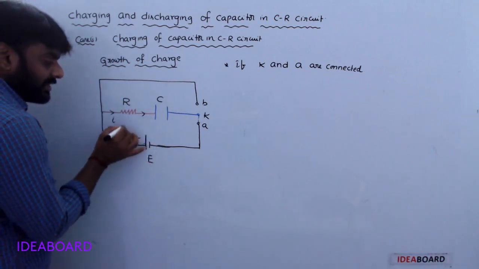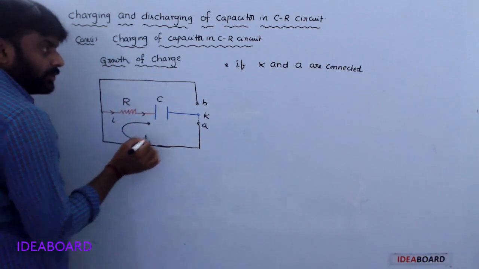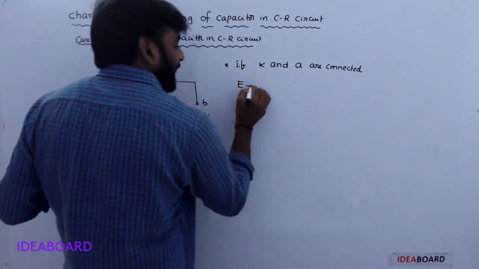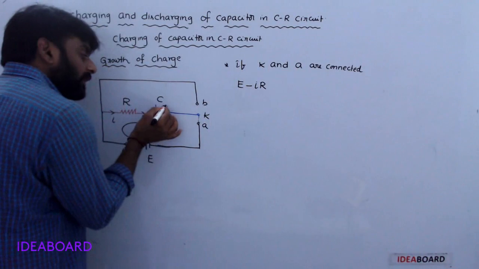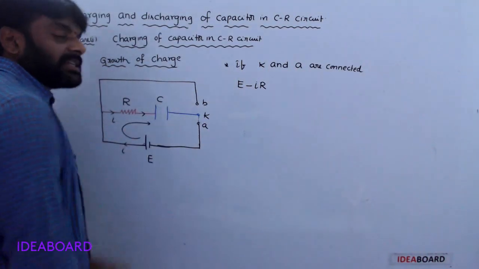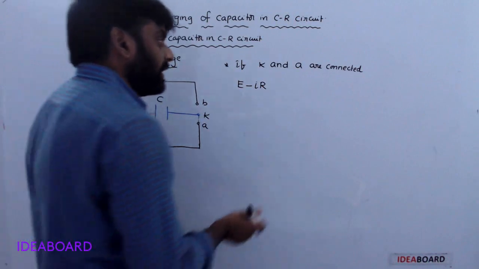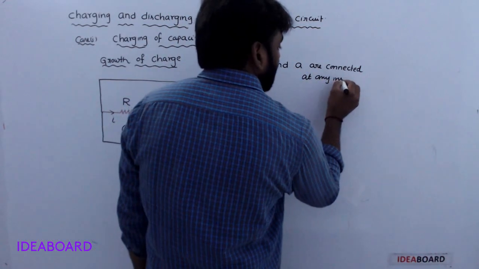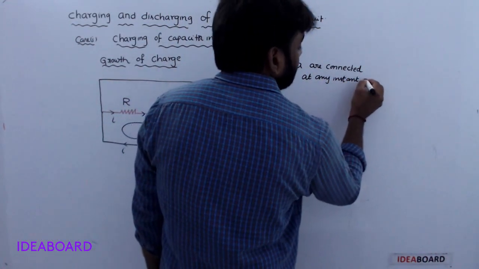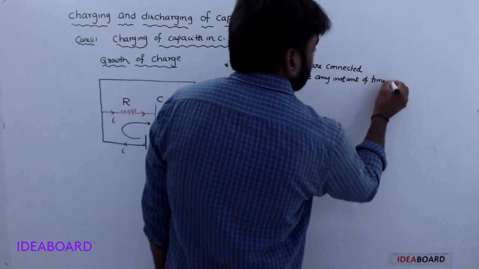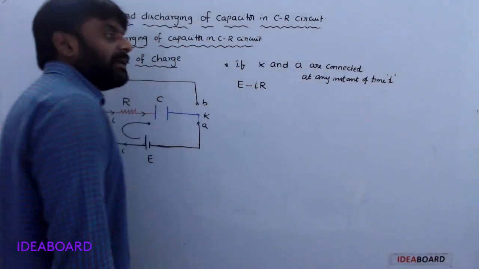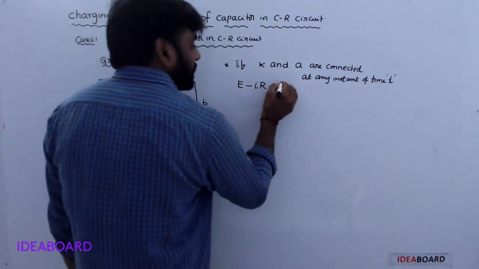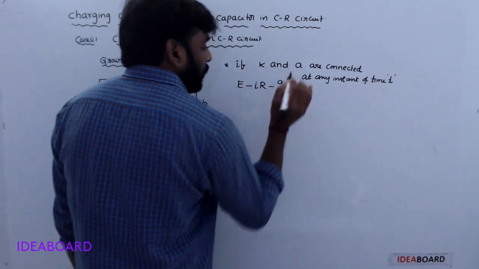Apply Kirchhoff's laws. From negative to positive, plus E. Along the current direction, minus IR. Potential drop in the capacitor at any instant of time. Now we consider any instant of time t. In that case, the developed potential in the capacitor is Q by C.